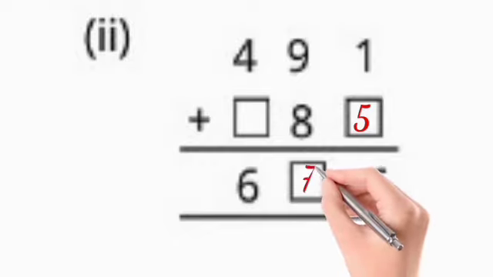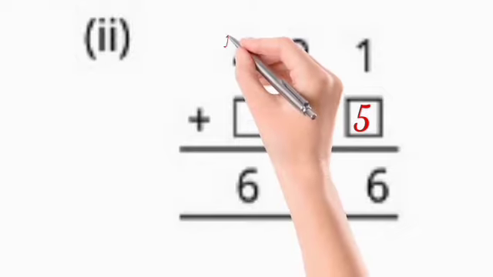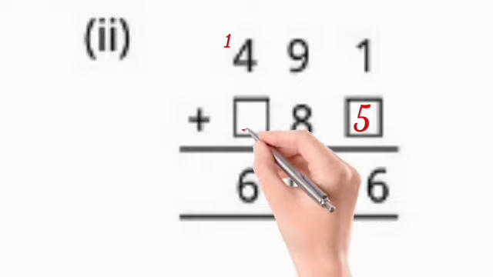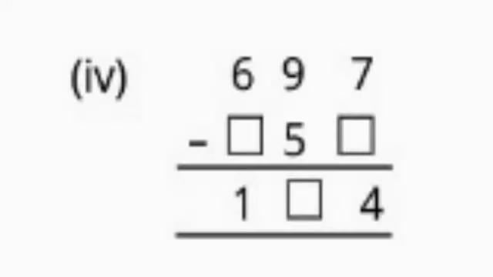Look at tens place digits. 9 plus 8 is 17. Write 7 in this box and carry 1 in hundreds. So 1 plus 4 is 5. Now 5 plus what becomes 6? 1. Yes. Look at the fourth part.